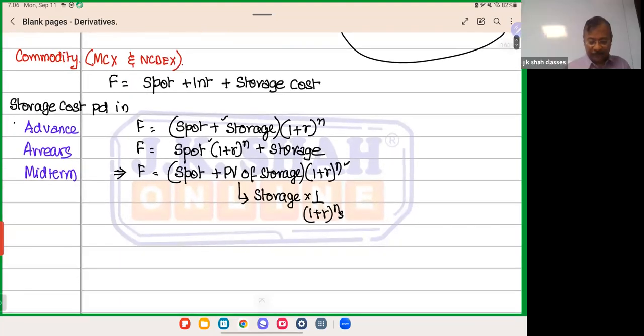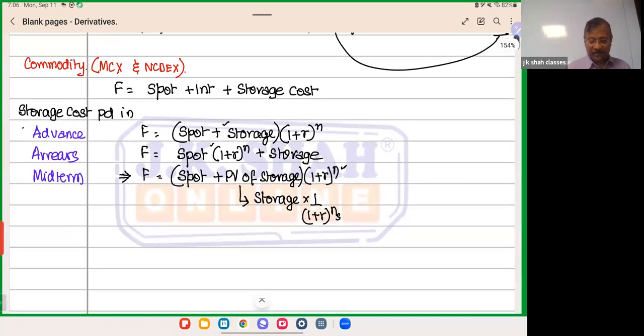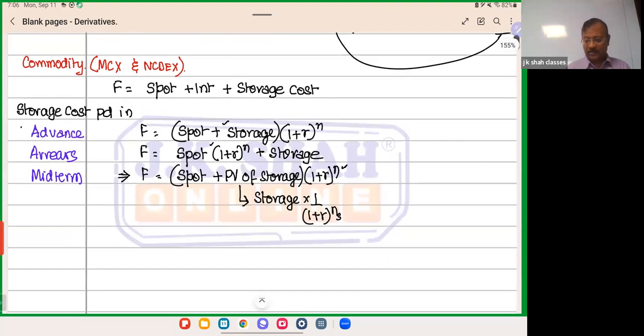We had just discussed the commodities. The future price is nothing but spot plus PV of storage into 1 plus R. Now, we have discussed earlier about continuous compounding somewhere. The concept of continuous compounding, right? We have.